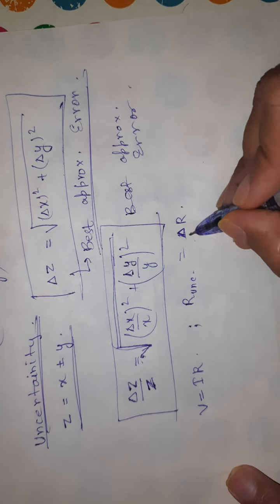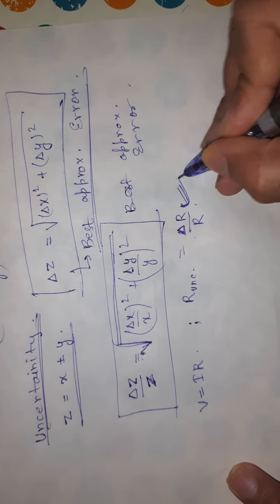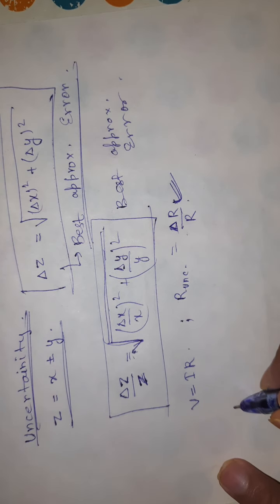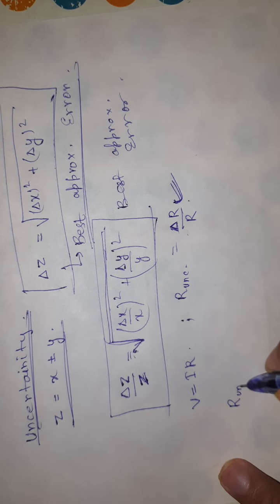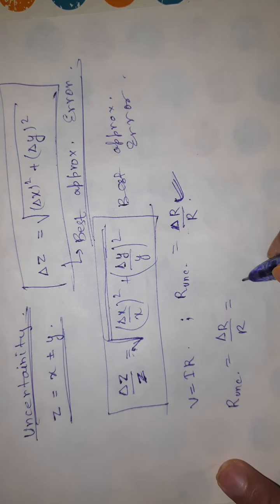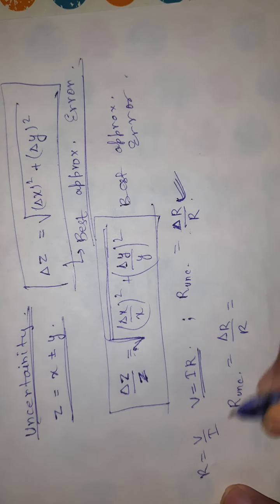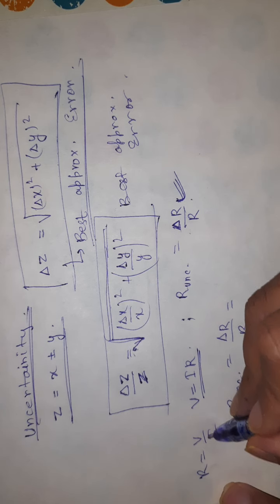So delta R by R, okay. This is what the uncertainty in error is. So the uncertainty in error, that is delta R by R, from here we can write R is equal to V by I, okay. So it is in division.